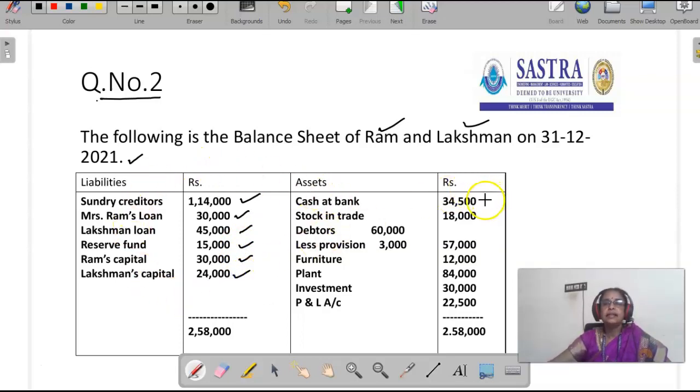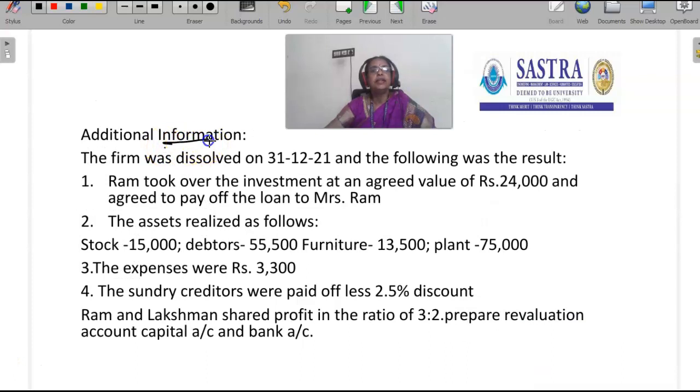Then go to the asset side. Cash at bank 34,500. Stock in trade 18,000. Debtors 60,000. Less provision 3,000. Outer column 57,000. Furniture 12,000. Plant 84,000. Investment 30,000. P&L account 22,500. So the total of the balance sheet is 2,58,000. Additional information. The firm was dissolved on 31st 12/21 and the following was the result.